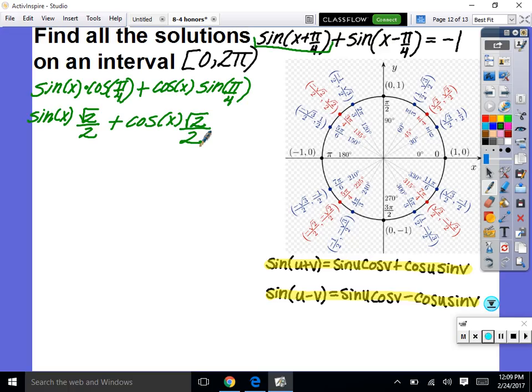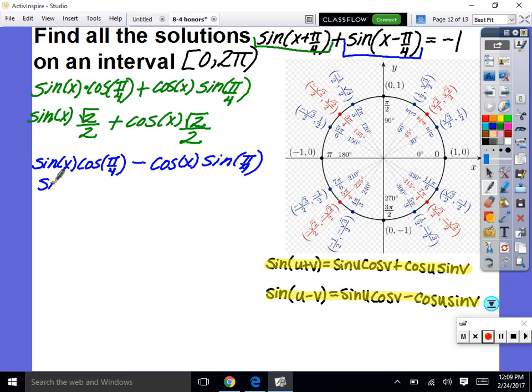And then we have plus cosine of x times sine of pi fourths, which is √2/2. Okay, now we have plus, and now I'm going to highlight this in blue because I can't fit it all, and do this down here. So we'll rewrite this as sine of x cosine of pi fourths minus cosine of x sine of pi fourths. Simplifying that in sections, so we have sine of x √2/2, minus cosine of x √2/2. And we have that equals -1. So let's continue to simplify.